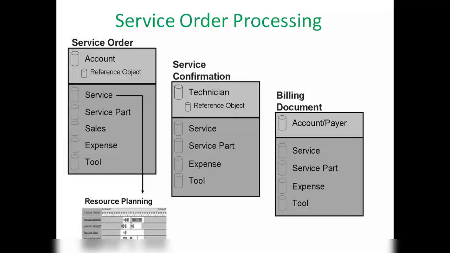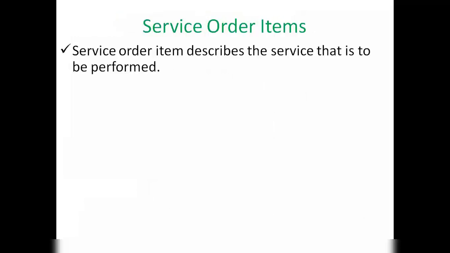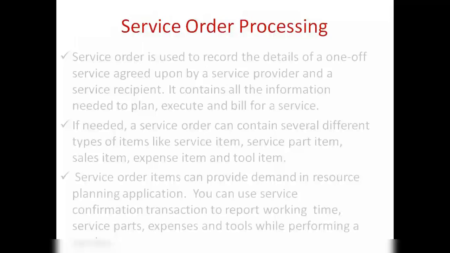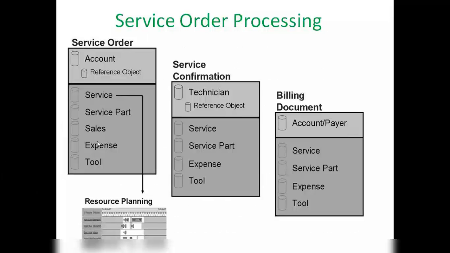Definitely it will come. Okay, so these are 5 items we can use in a service order. Some more theory about service order. Service order items describe the service that is to be performed. As you've seen, a service order item will describe the service to be performed. I'm going to explain all these 5 things one by one here.